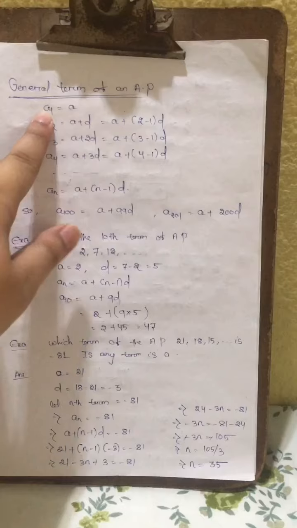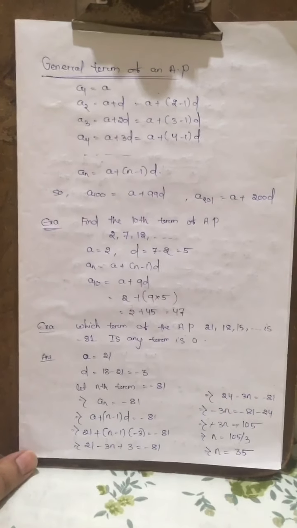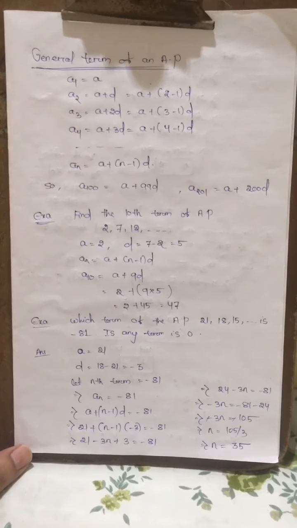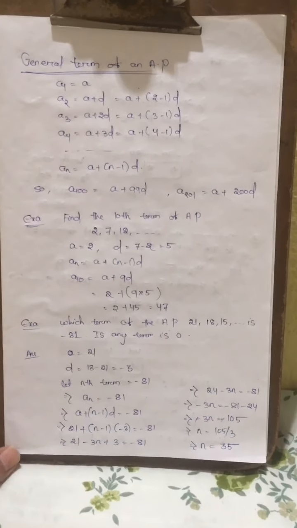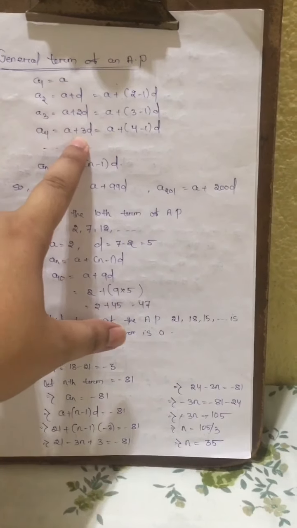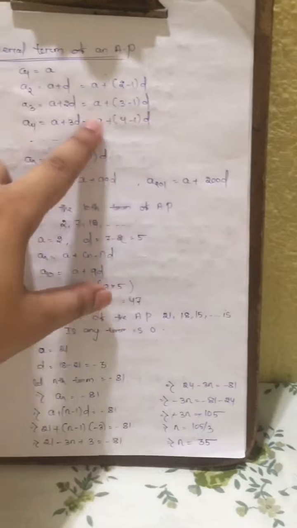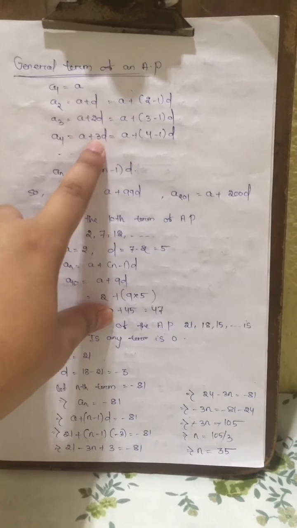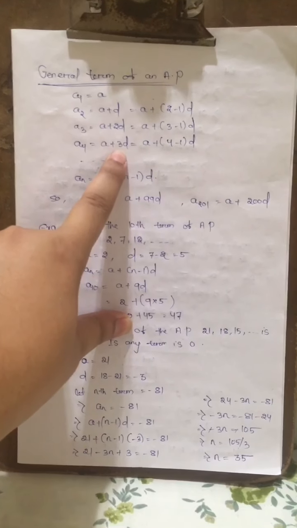So the first term is a1 equal to a. a2 is a plus d, and a plus d I can write as a plus (2 minus 1) into d. a3 is a plus 2d, where 2 I can write as 3 minus 1. a4 is equal to a plus 3d, where 3 I can write as 4 minus 1. So similarly, when I am finding a4, I am writing it as a plus 3d. So one term of d is getting less.